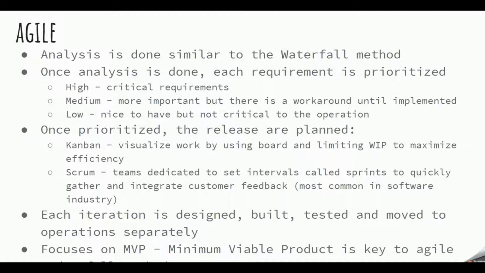Once analysis is done, each requirement is prioritized as high, medium, or low. High would be critical, like we must have this in order to go live or in order to finish this project. The medium would be more important, but there's a workaround in place until we implement this. Some of the low items would be nice to have, but not critical for the operation of the business. Once these business requirements are prioritized, then the releases are planned. Releases can be planned in two different ways.